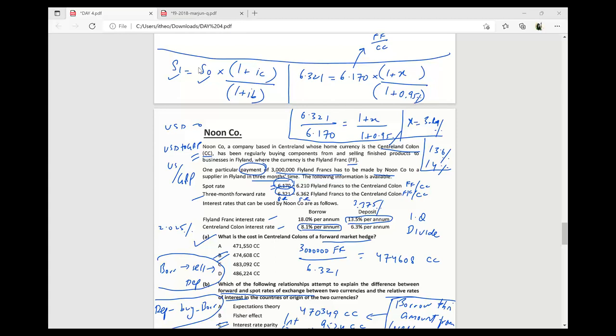It's a payment question. That's why the rates we used are buying rates. Had it been a receipt question, Amir, we would have used the selling rates.